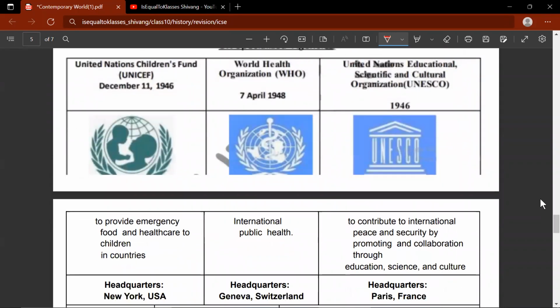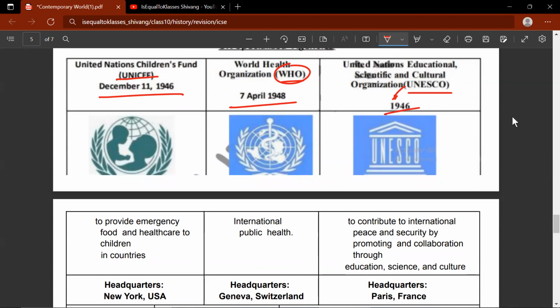UN specialized agencies. So there is UNICEF, United Nations Children's Fund. There is WHO, World Health Organization. And then finally UNESCO, United Nations Educational, Scientific and Cultural Organization. The establishment of these specialized agencies of the UN is also important to remember. UNICEF was established on December 11th, 1946. Then WHO on 7th April 1948, and finally UNESCO in 1946.